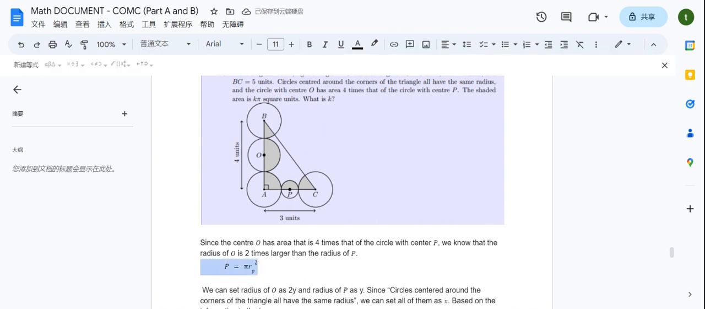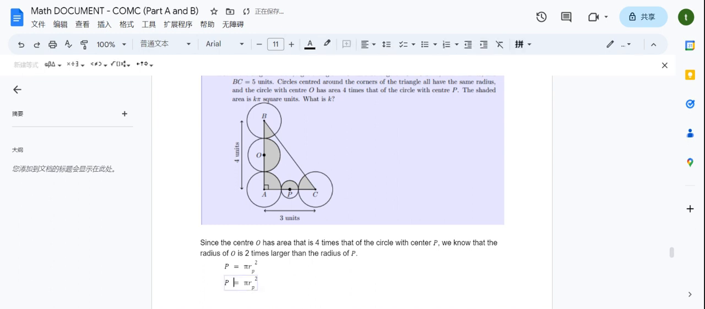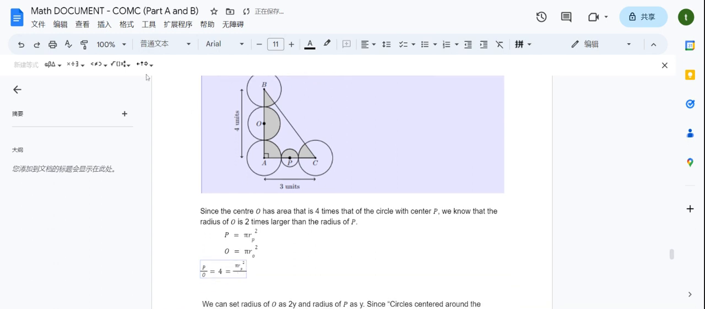The area of the circle O is pi rO squared. We know that the area of O is 4 times larger than P, so we set it as area O divided by area P equals 4, which is pi rO squared divided by pi rP squared.